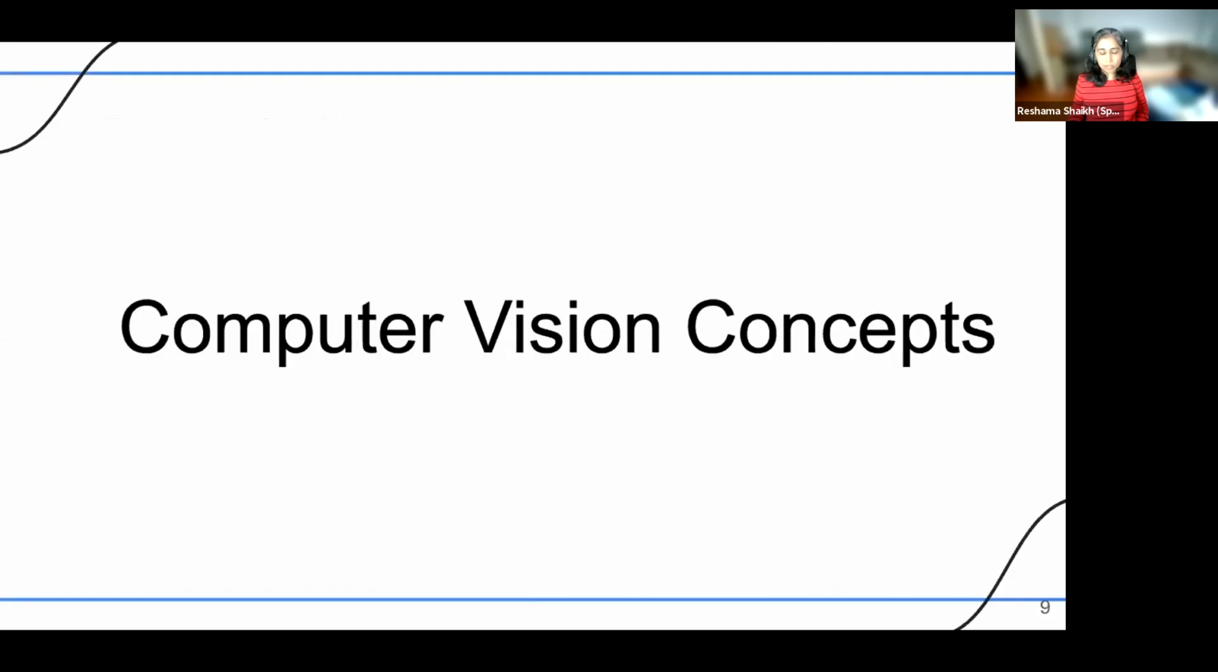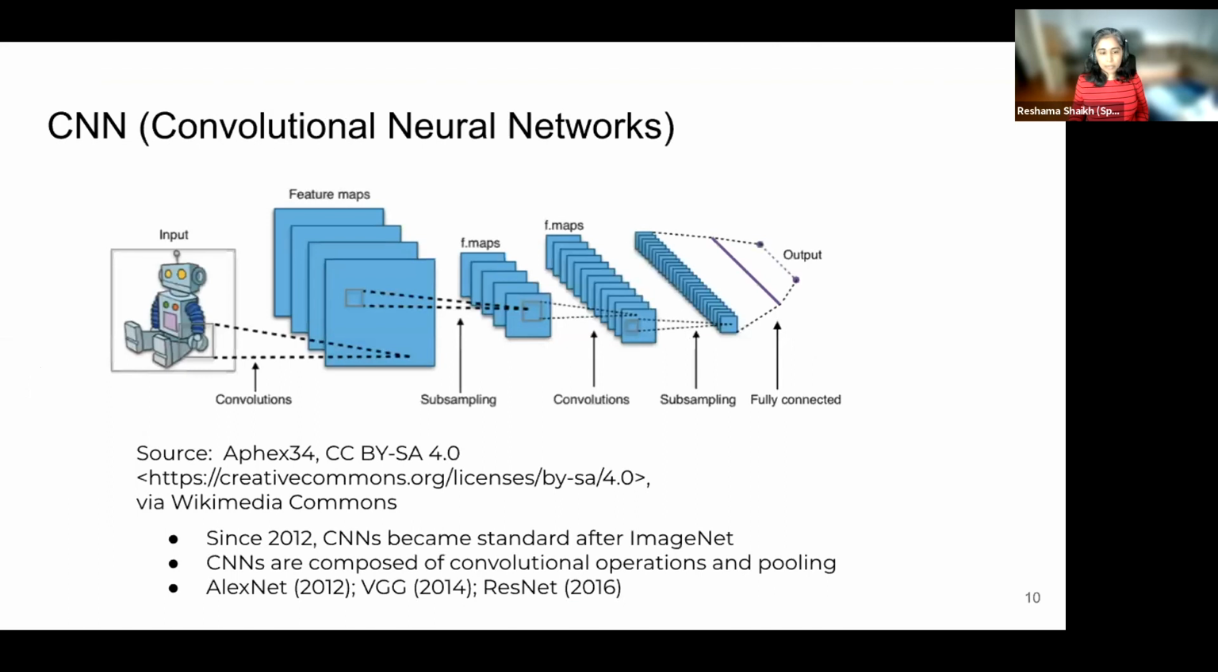Now I'm just going to go over a couple of computer vision concepts. So we used a convolution neural network. We use deep learning because we're working with an image data set. And since 2012, convolution neural networks have become the standard after the well-known famous ImageNet competition. And CNNs are composed of convolutional layers with max pooling operations.